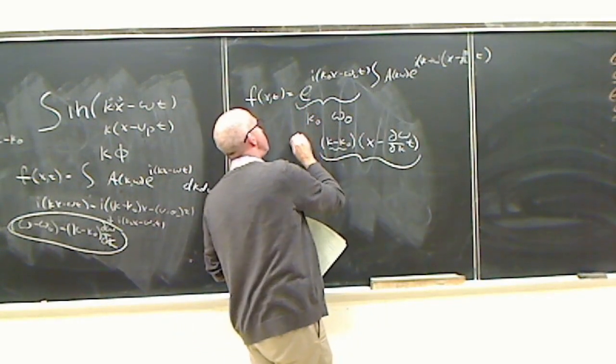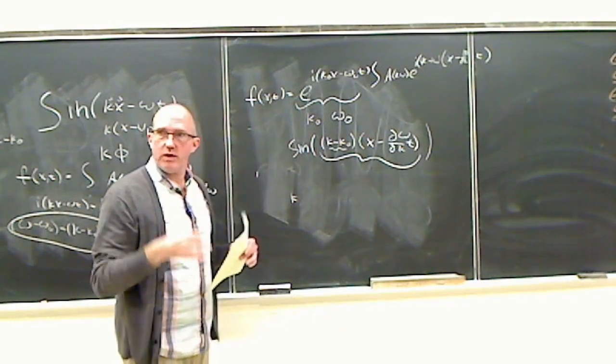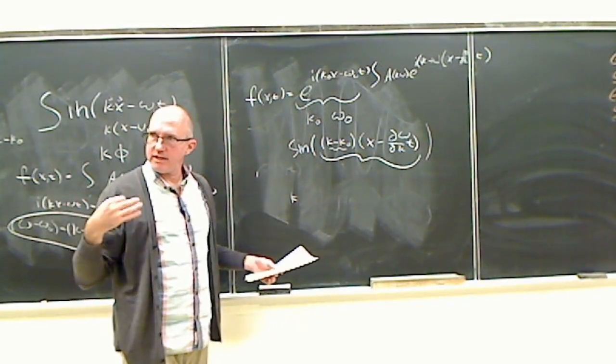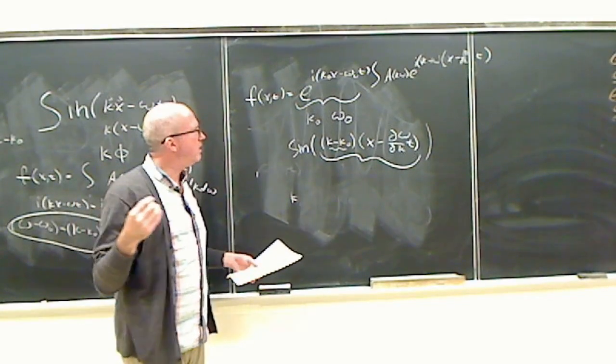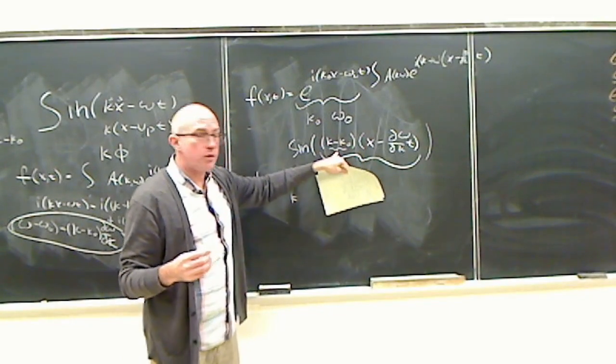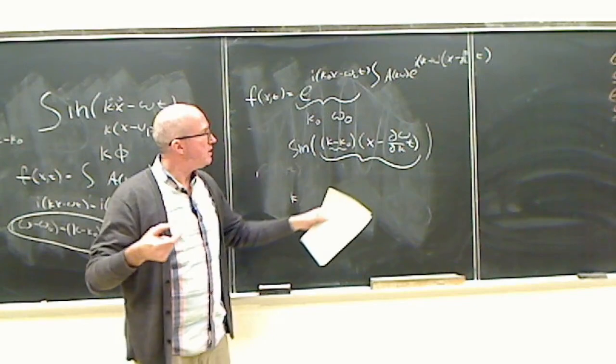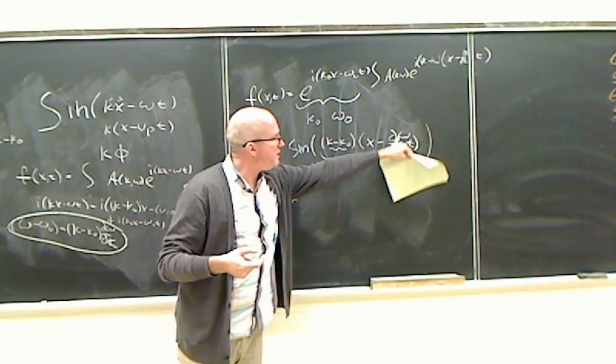So this is all inside a sine function or a cosine function. Or an e to the i is really what it is, but sine and cosine you have more intuition for. So this is sine of some wave number, k minus k naught, and that's going to be small because it's the difference. And then x minus d omega dk.